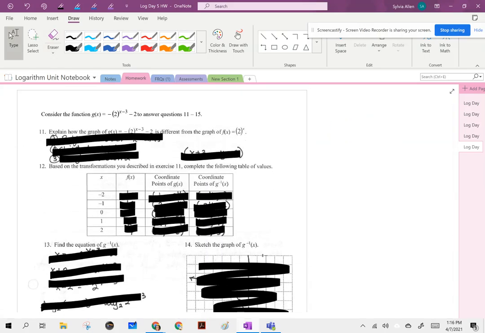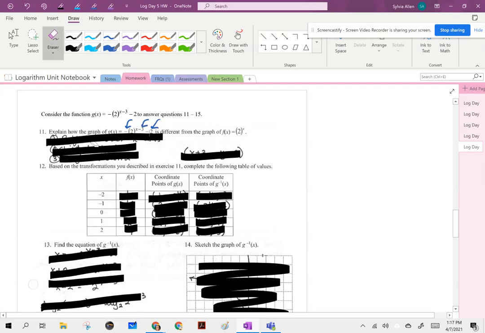All right, so we're considering this exponential function g of x and answering questions 11 through 15. So it says explain how the graph of g of x is different from its parent. So you are going to be talking about how the equation changes affect the graph. So let's start with this here, and then we'll talk about this one and then this one.